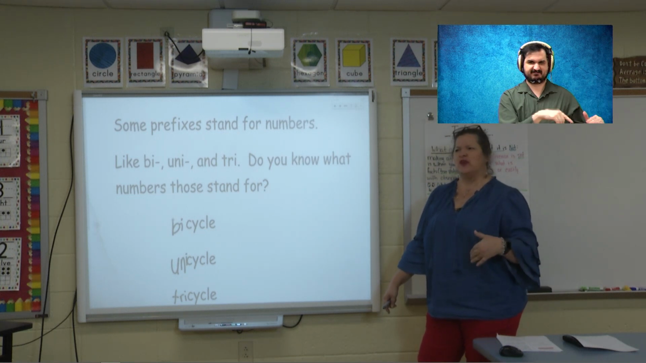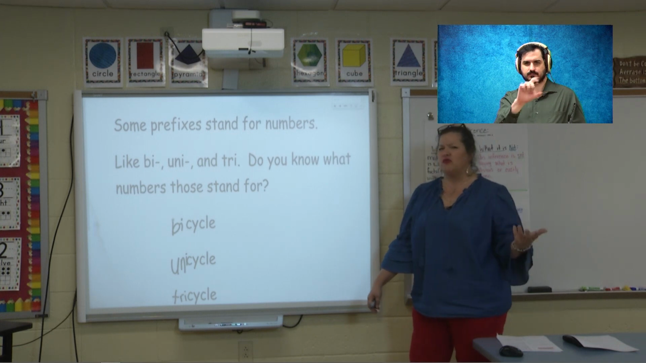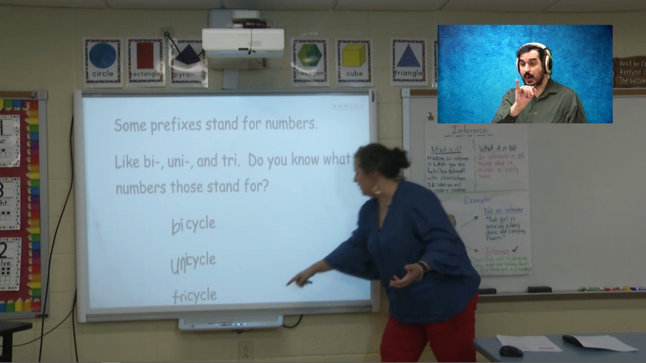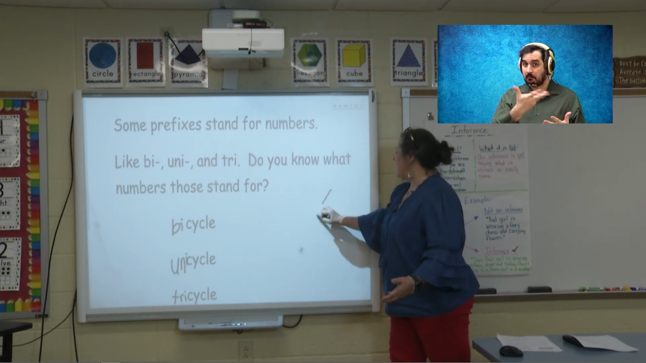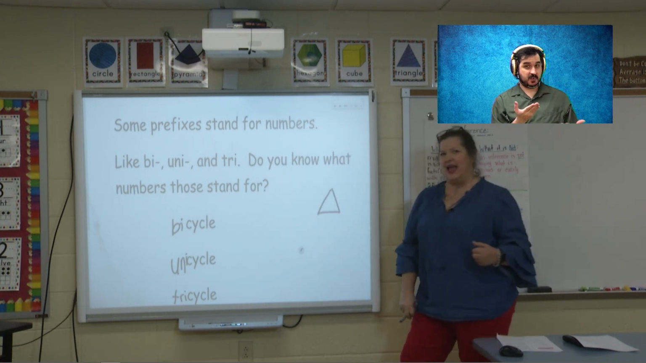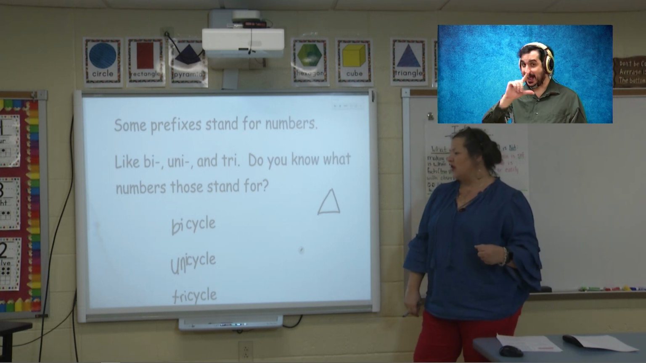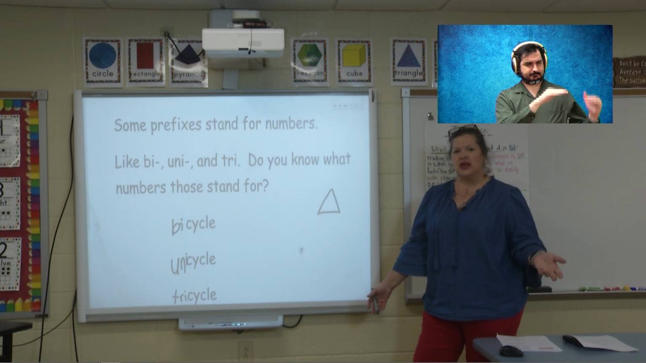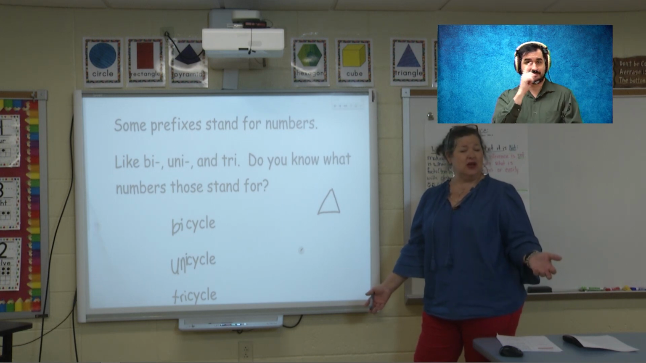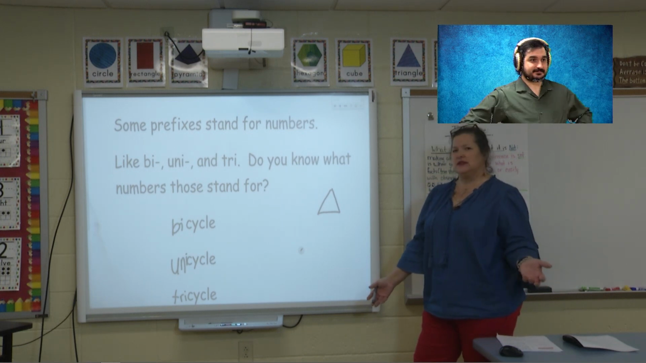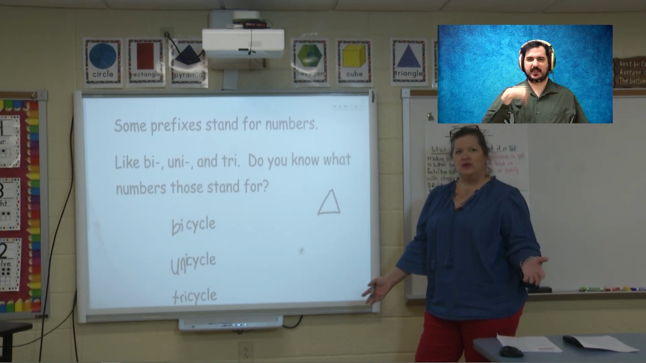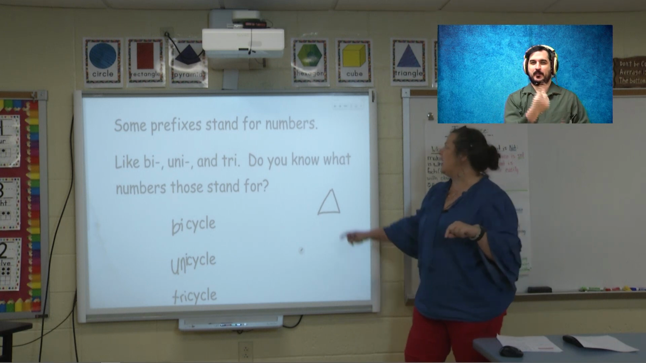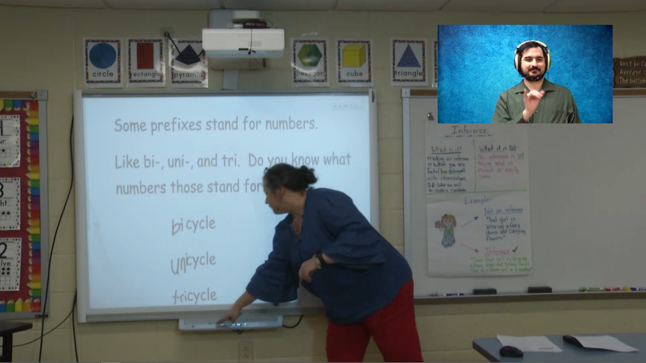Okay, well, what about tricycle? What do you know about tricycle? Have you heard any other words that maybe have tri in it? Like maybe a triangle. So tri means three. All right, well, what about a unicycle? Have you ever heard of a unicycle? Have you ever seen a unicycle? I think about the circus and the monkey riding on the unicycle. Yes, uni means one. Okay, so that's what those numbers stand for.